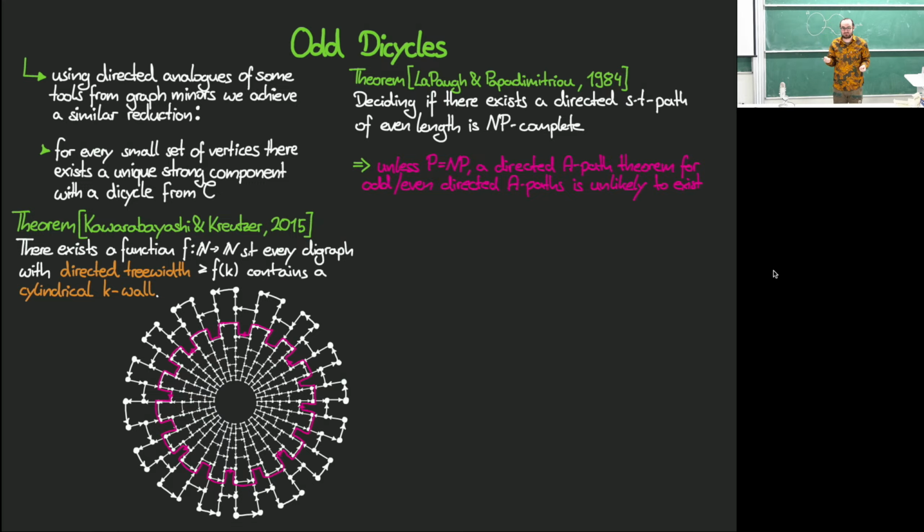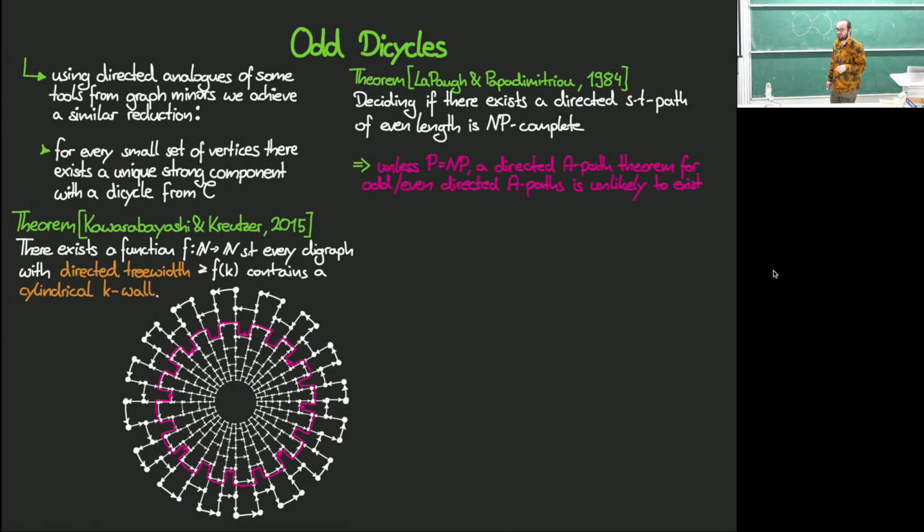And because this problem is NP-complete, it's very much unlikely that we find a nice structural description on how to deal with these things. Because, at least from experience, most of the time, if we find such a description, we find an algorithm. So unless something horribly goes wrong in complexity theory, we probably don't have a nice A-path theorem.